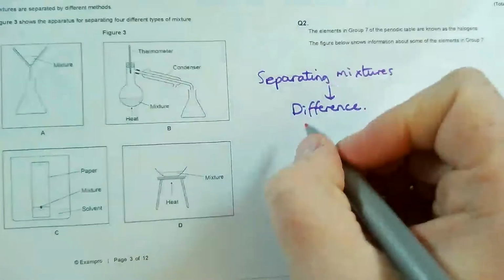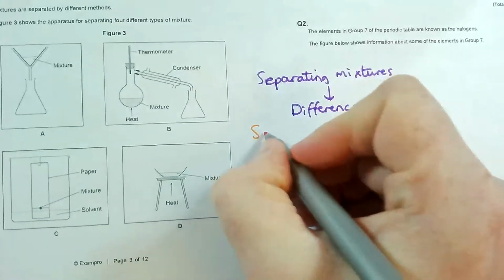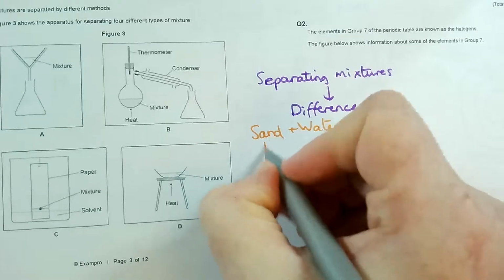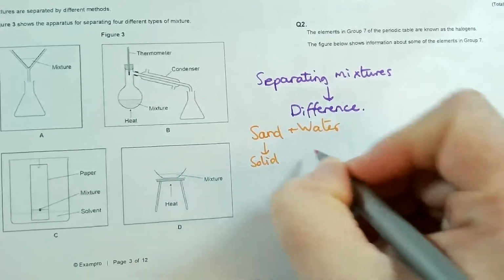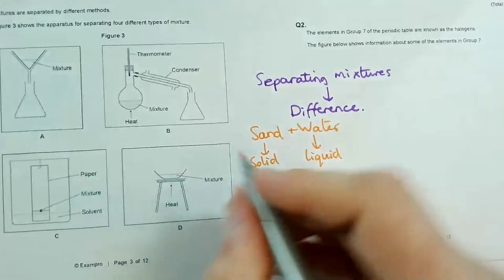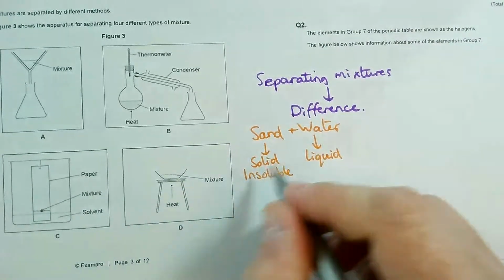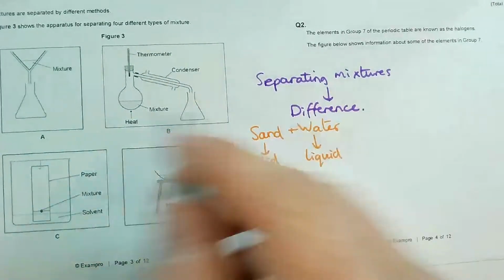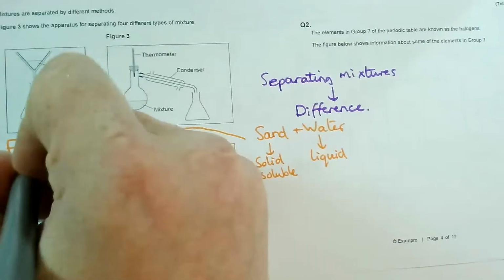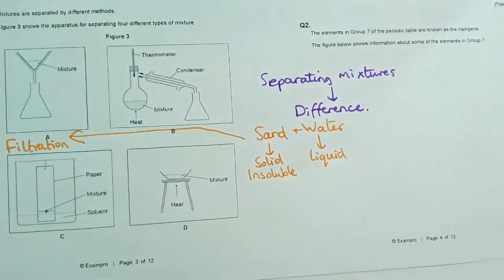So let's say I have sand and water. What's our difference there? The difference there is that's a solid and that's a liquid. And crucially, that does not dissolve in it. So we can say it's an insoluble solid, and that's a liquid. What technique would I use for that? I would use A, which is filtration. Filtration is great at separating insoluble solids from liquids.